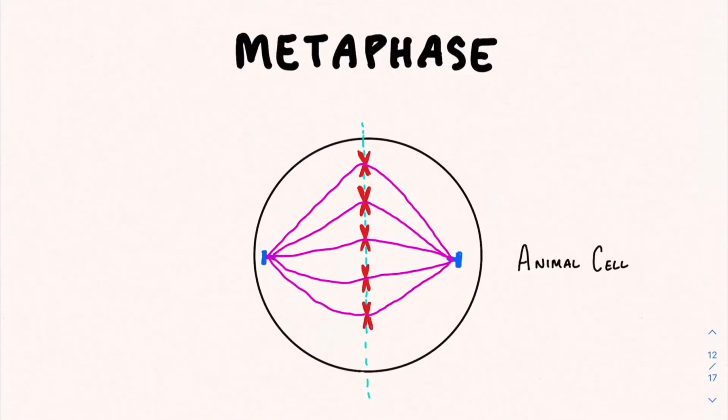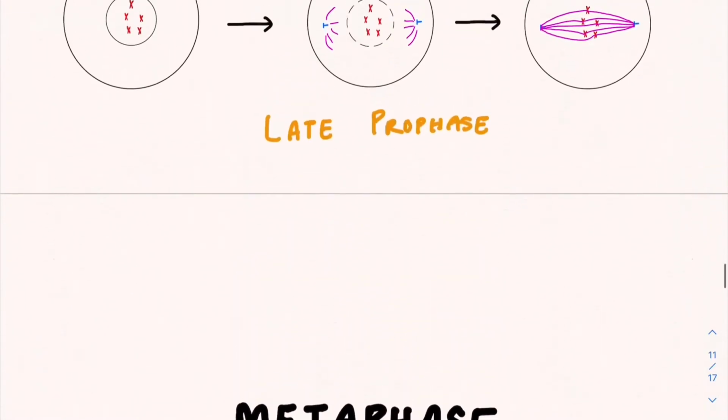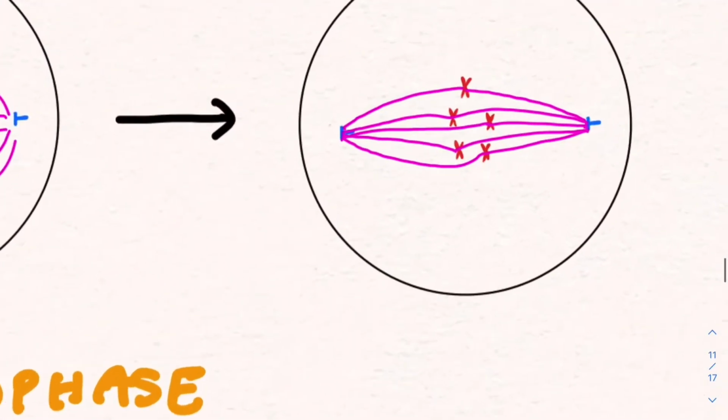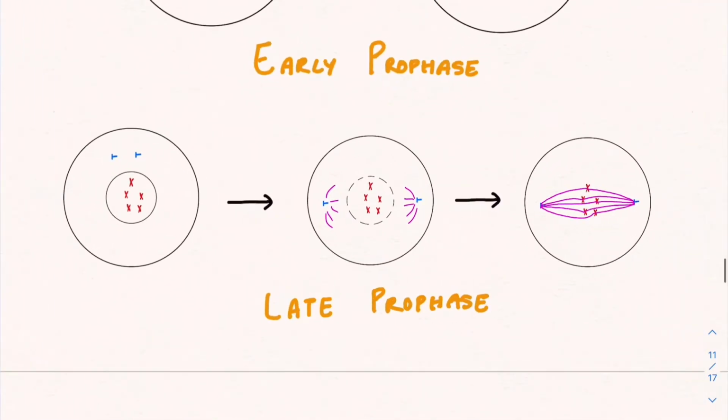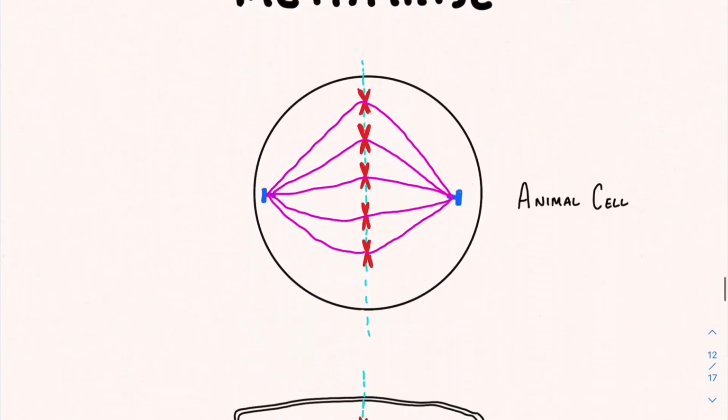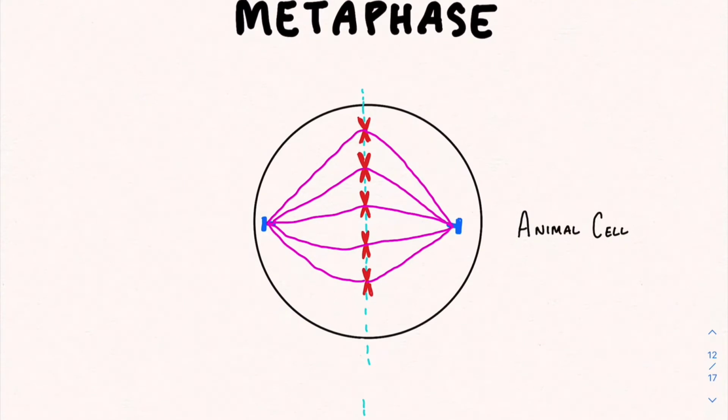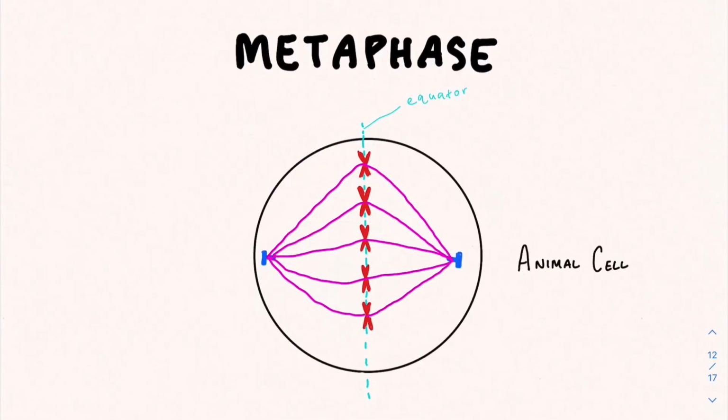Now we're in the metaphase stage. Do you notice the difference between this diagram and the diagram above here? Yes, the chromosomes are aligned at the equator of the cell, which is this blue line right here. So as you can see, the spindle fibers have aligned the chromosomes to the equator of the cell. And at this point, the sister chromatids are still attached by the centromere.